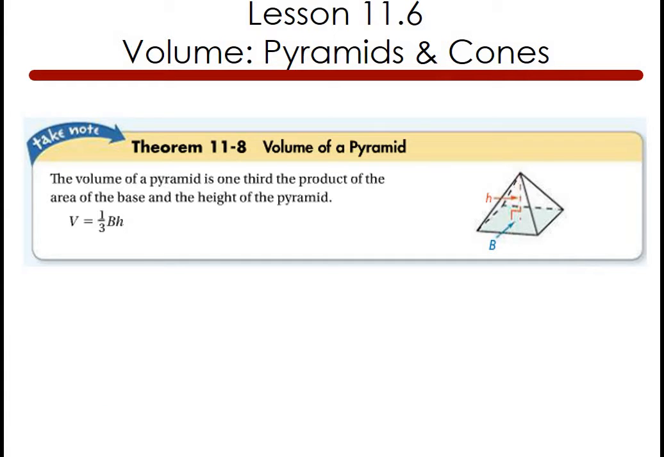The volume of a pyramid is 1/3 the product of the area of the base and the height of a pyramid. So it is 1/3 of a prism if the base and the height are the same. So 3 pyramids make a prism.